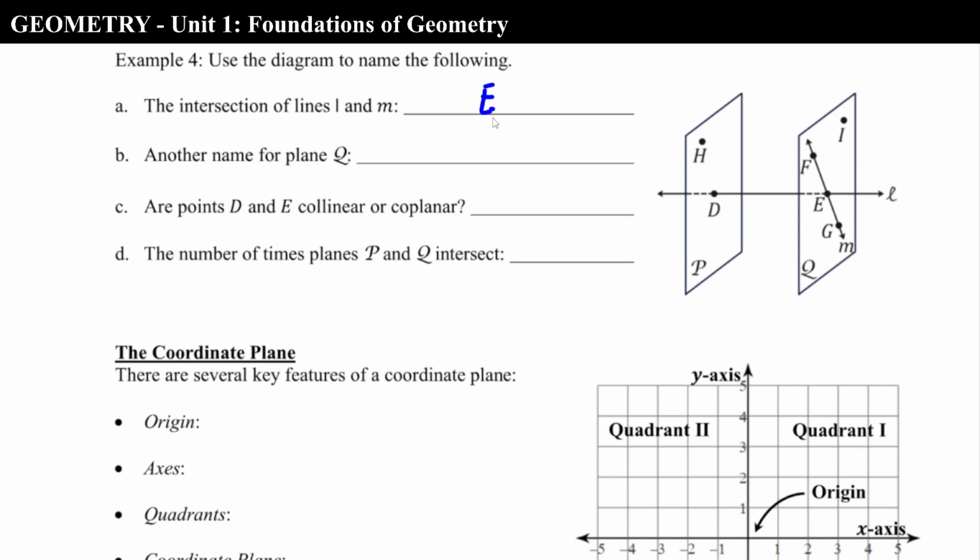Another name for plane Q. Well, let's see. We've got 4 points to choose from. We need 3 to name the plane, and they need to be non-collinear. So we can pick 2 off of the line M. So how about F and E? And then we've got I out here by itself. So we can call it plane EFI.